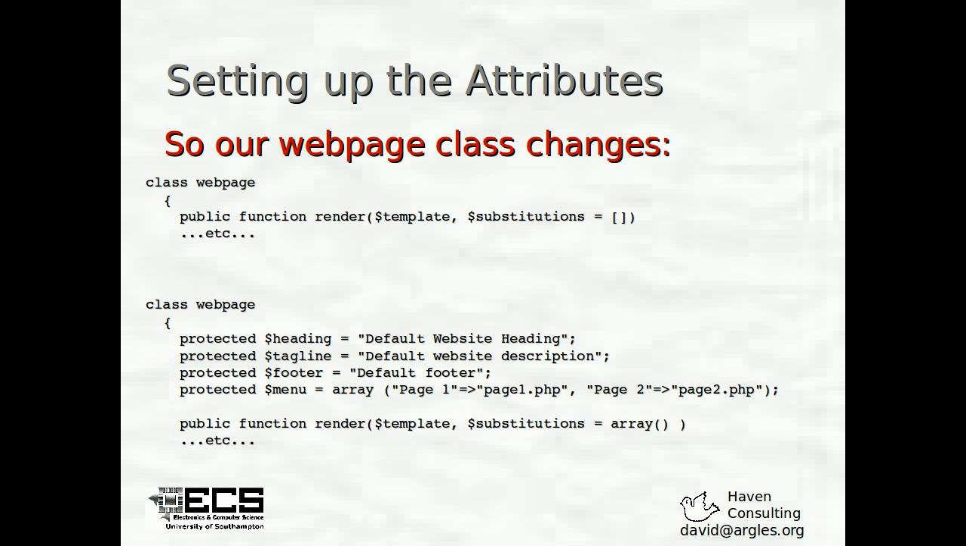So our web page class now changes. It did just say public function render. It now says class web page, protected $heading equals default website heading, protected $tagline equals what the tagline is, protected $footer equals whatever the footer is, protected $menu equals the array, and that has the pages. Now for the default, when we define our class, I'm just putting in a couple of pages. That will get overridden when we read in the ini file. Then we get into the public function render, which defines our method render for the class.